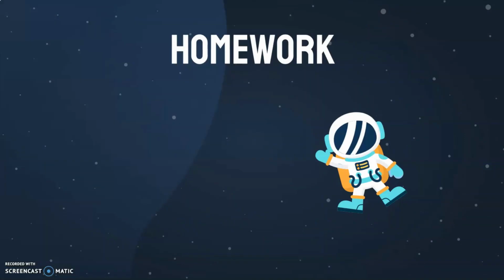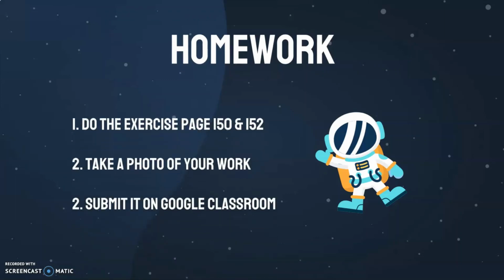Okay, after you learn about the sun, earth, and the moon, I have homework for you. Number 1, do the exercise on pages 150 and 152. Directly do it in your science book. And then take a photo of your work. Do it correctly, not blurry photos. And then submit it to Google Classroom. Okay? I have set the deadline for your work, so you can see it in Google Classroom.